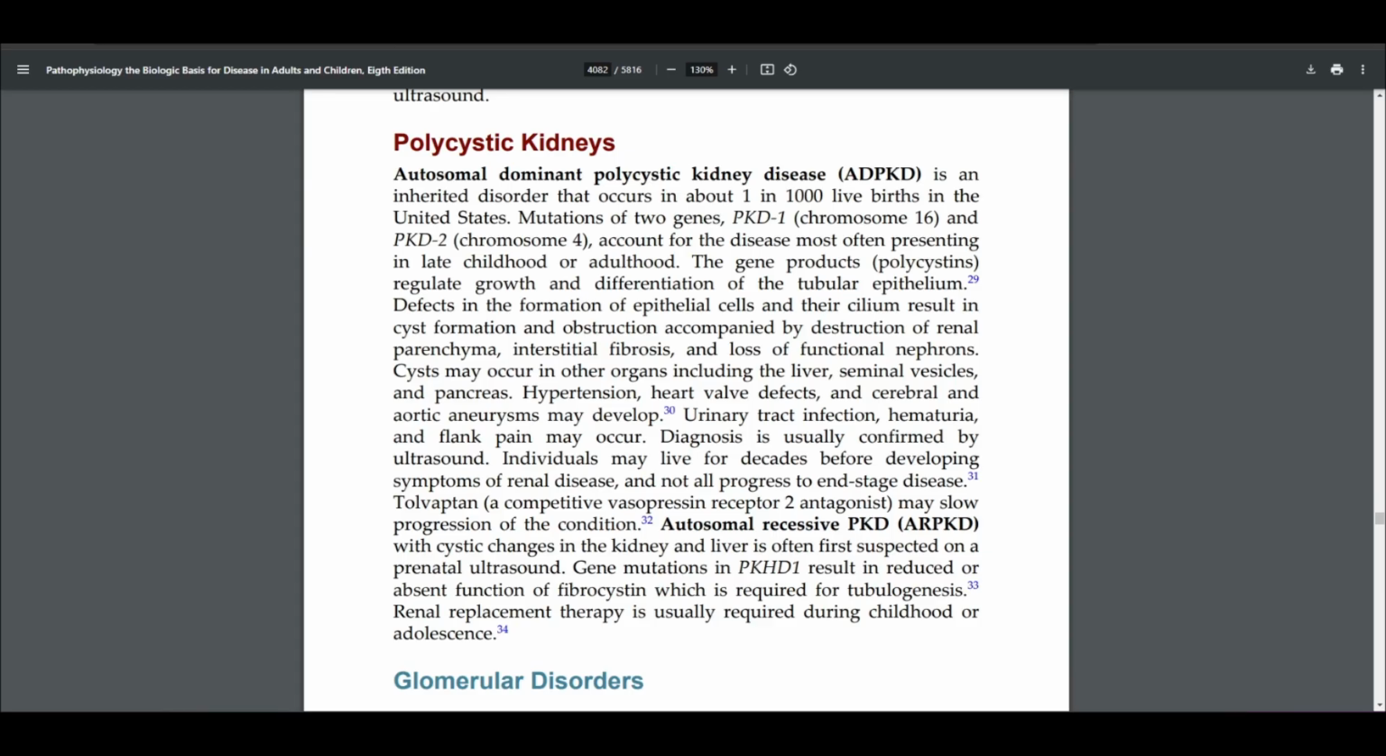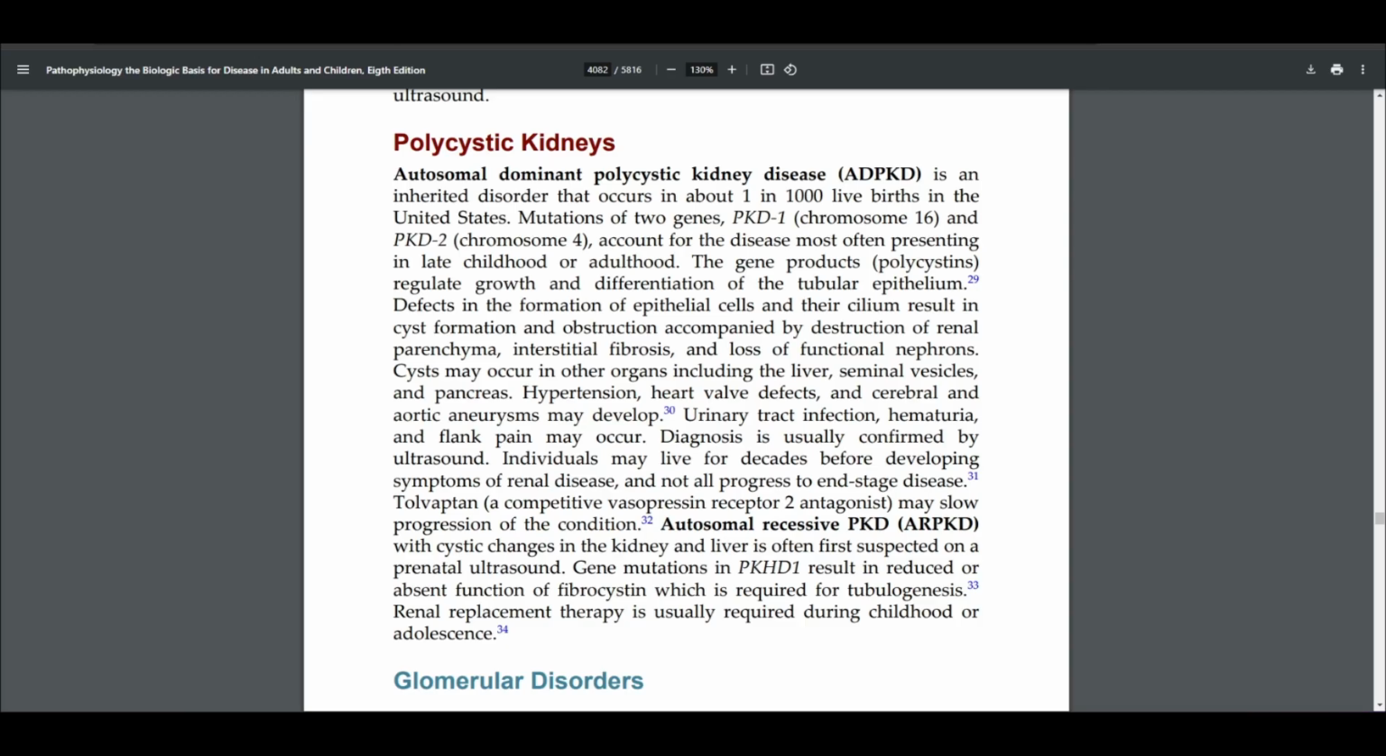Defects in the formation of epithelial cells and their cilium result in cyst formation and obstruction, accompanied by destruction of renal parenchyma, interstitial fibrosis, and loss of functional nephrons. Cysts may occur in other organs, including the liver, seminal vesicles, and pancreas. Hypertension, heart valve defects, and cerebral and aortic aneurysms may develop. Urinary tract infections, hematuria, and flank pain may occur. Diagnosis is usually confirmed by ultrasound.